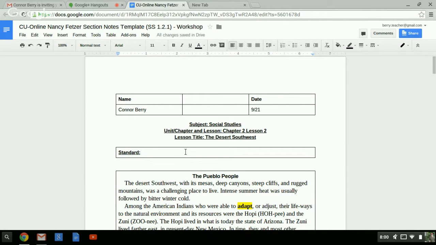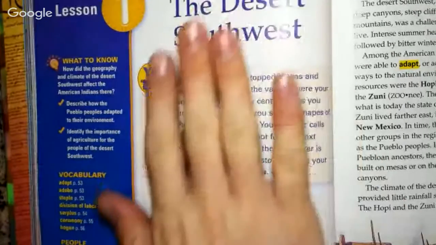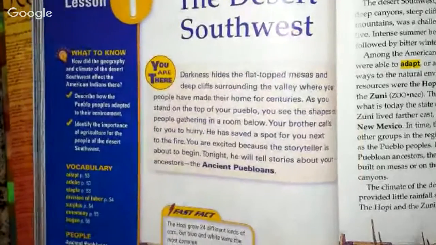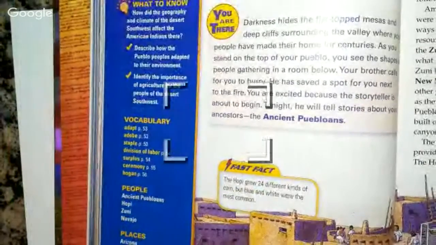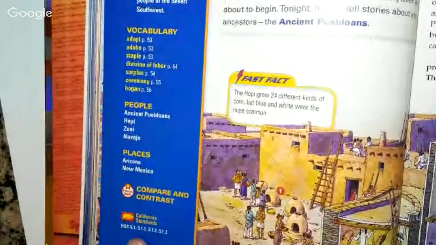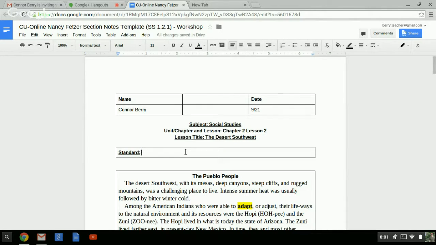You can find the standard in the book, so I'll show you. Here's the book you're looking at. If you're looking for the standard, it's not written out for you on this page, but down on the bottom, it gives you what standards it's covering. You're not going to be able to see exactly what the standard says on that page, but you will be able to see what they are. So for right now, I'm just going to put in what it says down there and add the standards later.